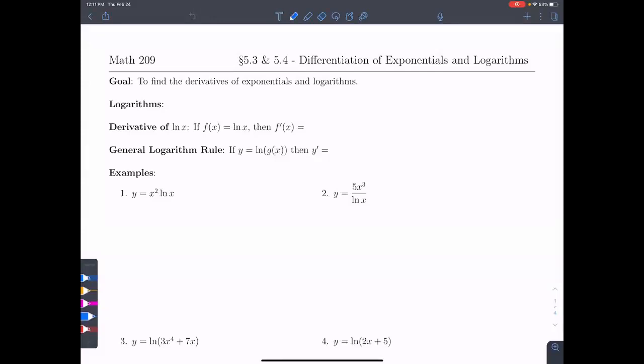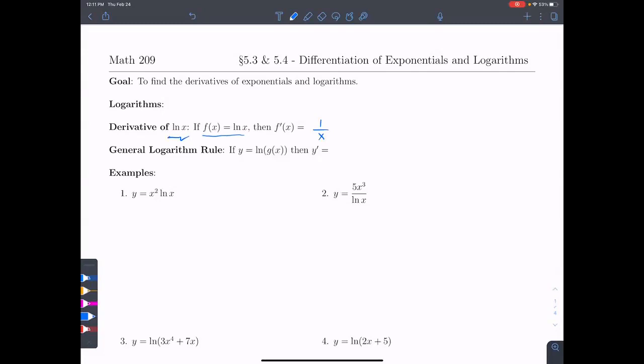Okay, so in sections 5.3 and 5.4, we are going to take derivatives of exponentials and logs. We are going to do several examples with logarithms, and then we'll move on and do several examples with exponentials. To find the derivative of a logarithm, the natural log of x, the ln of x: if f of x is the ln of x, then f prime of x is 1 over x.